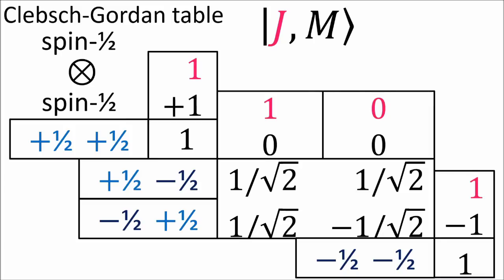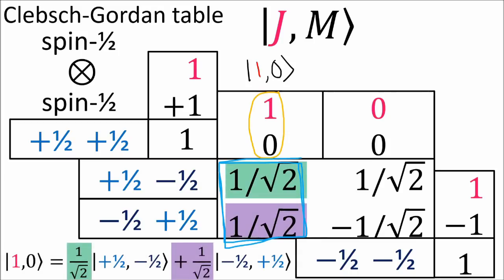The way this table works is, to build a given irrep basis vector on top, you just read the column below it for the coefficients you need to build it with the tensor product basis states shown on the left. So for example, to build the J equals 1, M equals 0 state, we need 1 over the square root of 2 times the +1/2 -1/2 state plus 1 over the square root of 2 times the -1/2 +1/2 state. You might find this table a little easier to read when it's in the full 4x4 matrix form, but with a little practice, you should be able to get used to reading it like this.